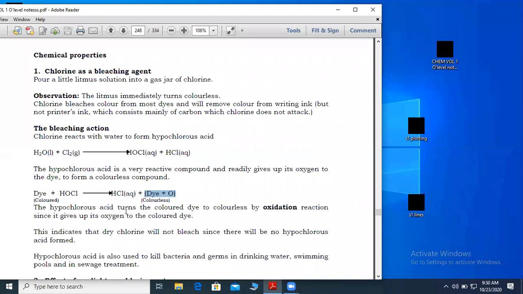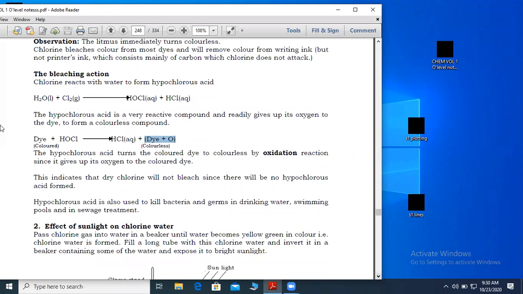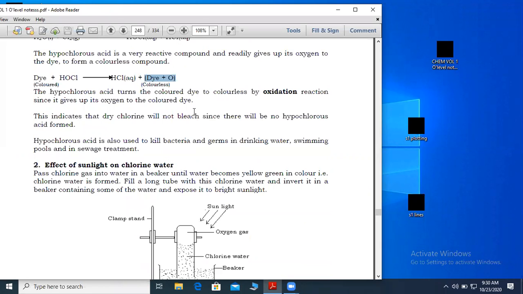The hypochlorous acid turns the colored dye colorless by oxidation, by an oxidation reaction, since it gives up its oxygen to the colored dye. So that has been the bleaching effect of chlorine.